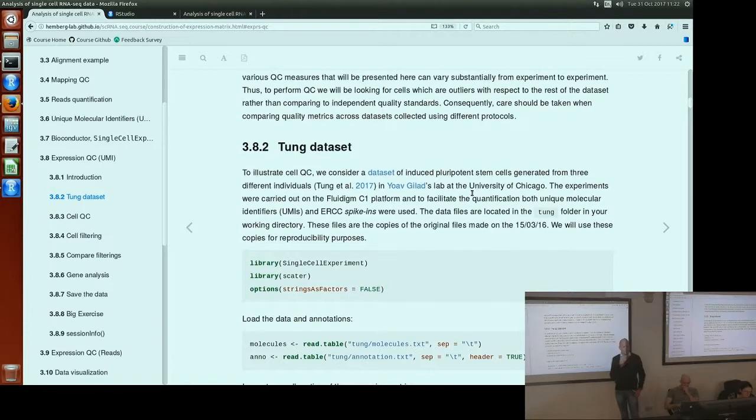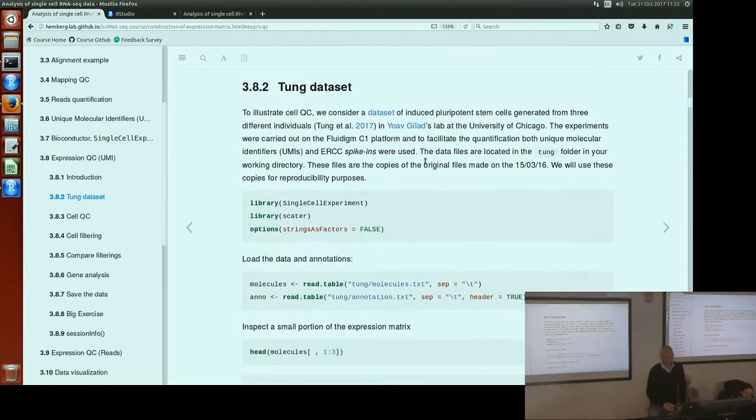So we wanted to show you some kind of real data set, but the principles that we use here and the functions you can apply to any other data set. And as Davis mentioned in the previous chapter, we're going to use single cell experiment object and scater package for doing quality control.